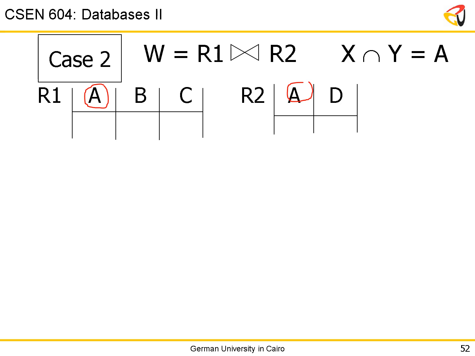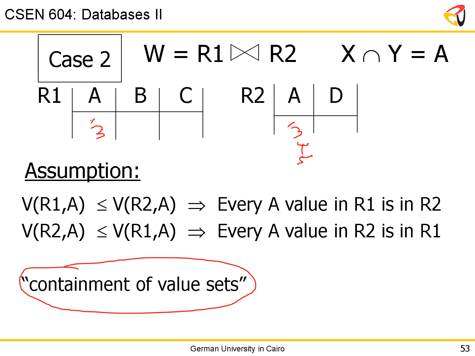Now, in case 2, there is a common column between R1 and R2. As you see in these lecture slides, it's going to be this A and this A. That's why I have the same letter. So I'm joining the two tables, R1 and R2, on A. How does this work?